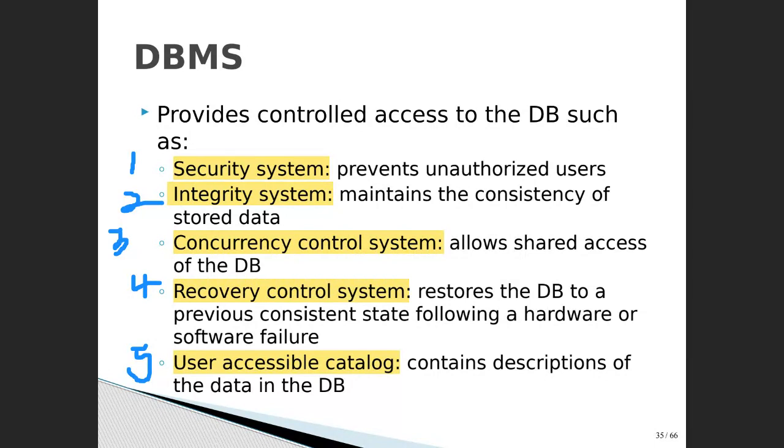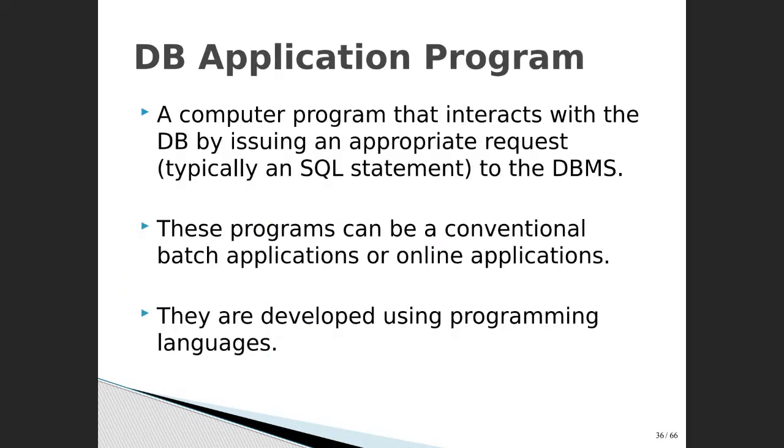So there will be 5 benefits of having a database management system. A security system to prevent unauthorized users. An integrity system, so there will be more consistent data stored in the database. Concurrency control, allowing more than one user to access the database at the same time. A recovery control system, which will restore the database to a more consistent state. And the user accessible catalog, which will provide more description about the data. Okay, so all these are benefits of having a database management system.